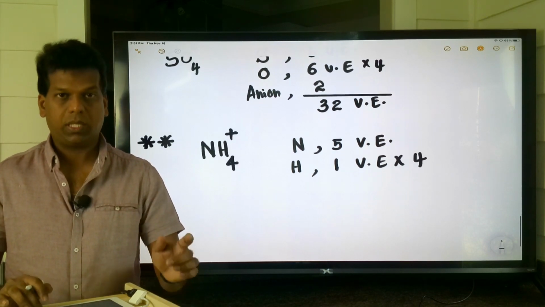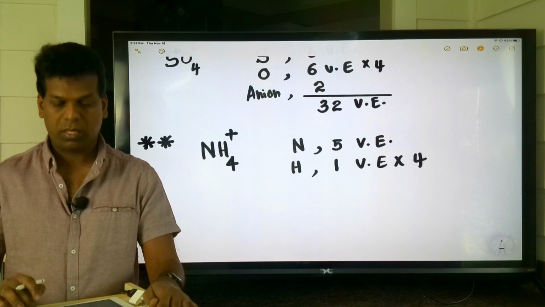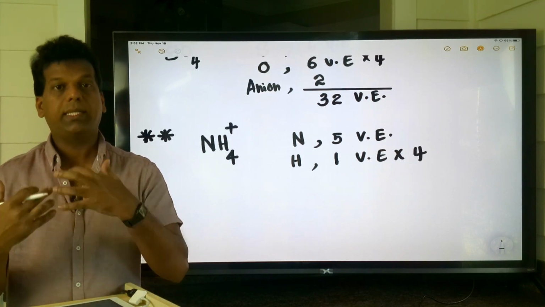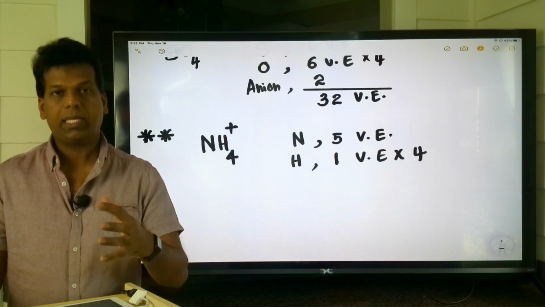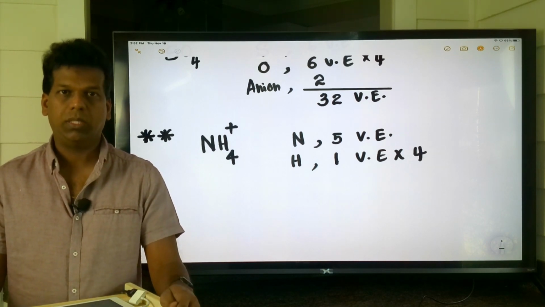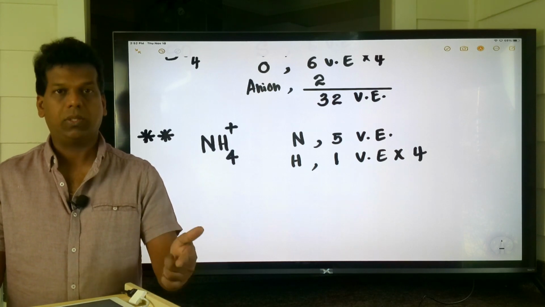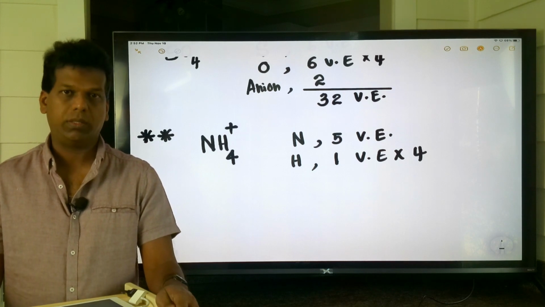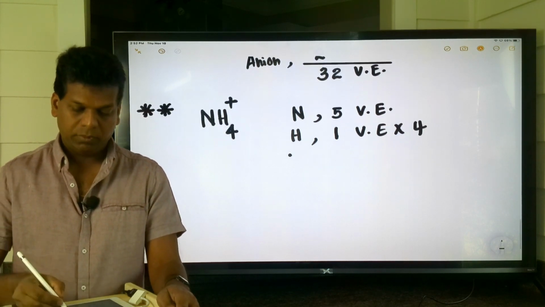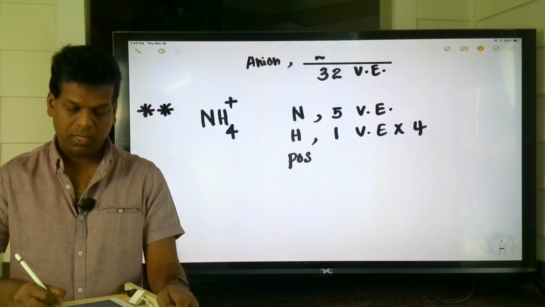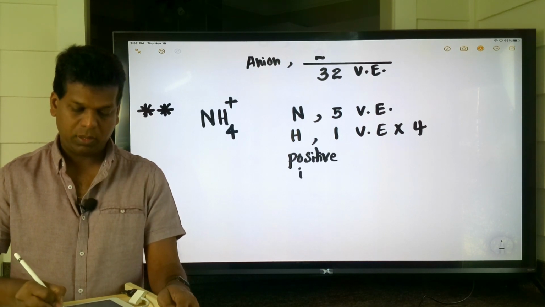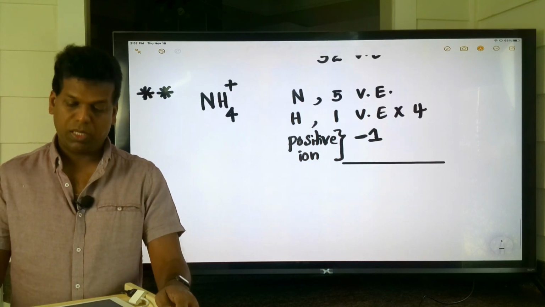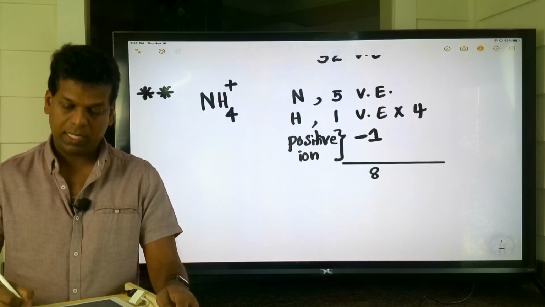Now we have to account for the plus charge, the positive charge. If it is a positively charged ion, you subtract electrons from the total count. How many electrons? It's equal to the charge. So in NH4+ it is plus 1, which means you have to subtract just 1 electron. For the positive ion, you have to take that into account. You subtract 1 electron, so the total is going to be 9 minus 1, which is 8 valence electrons.